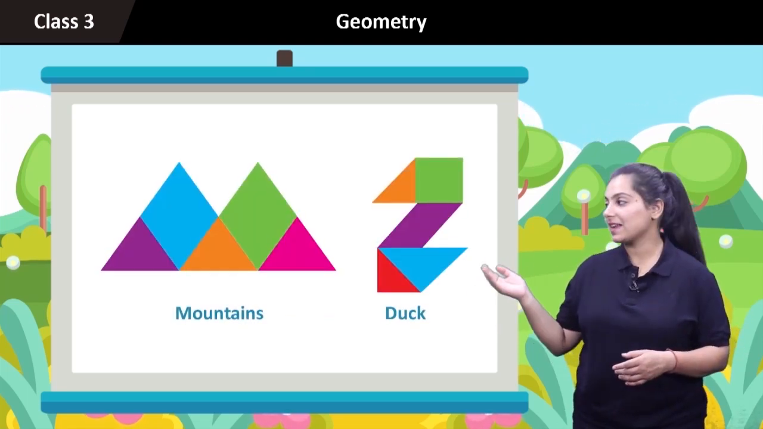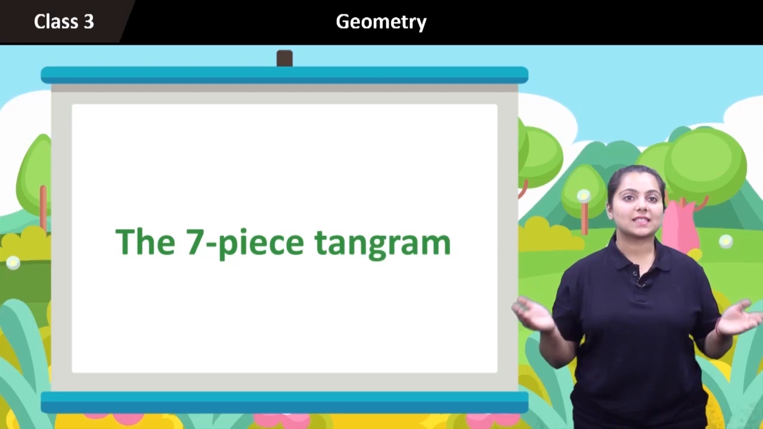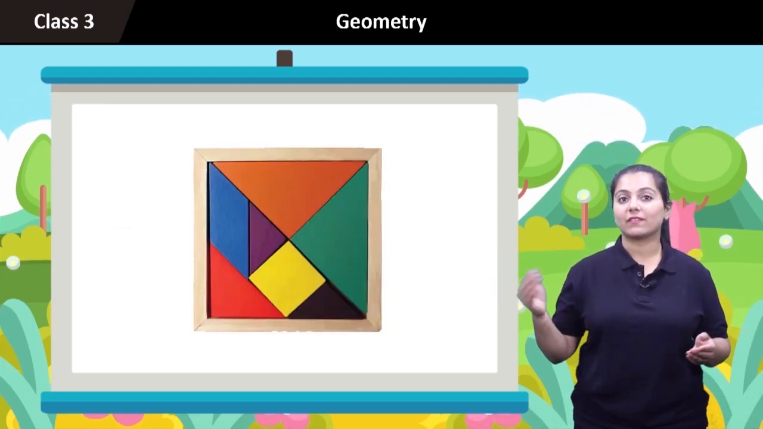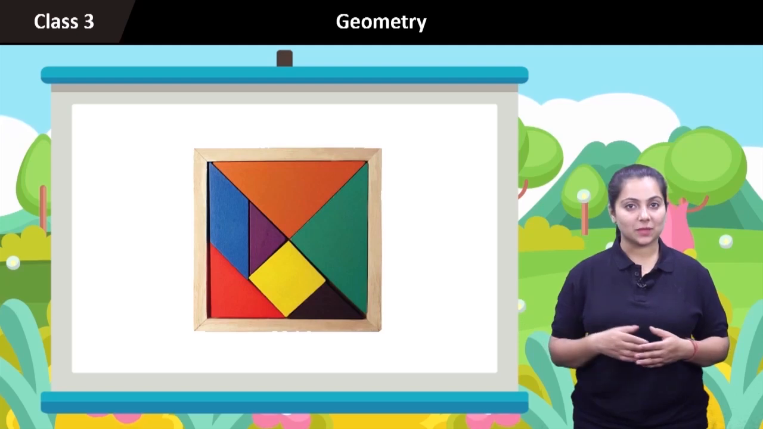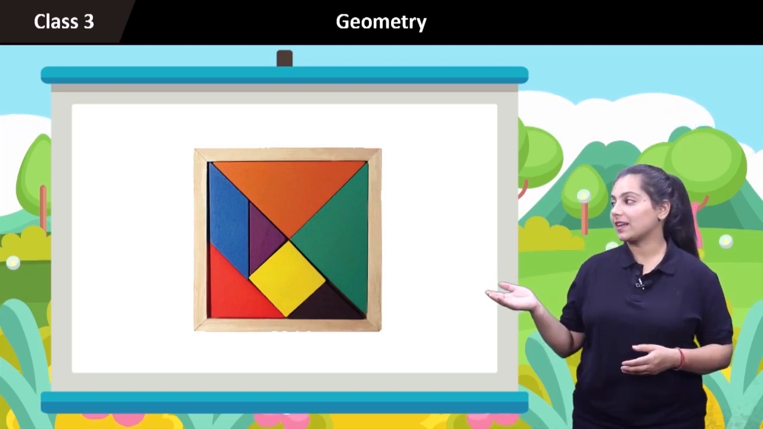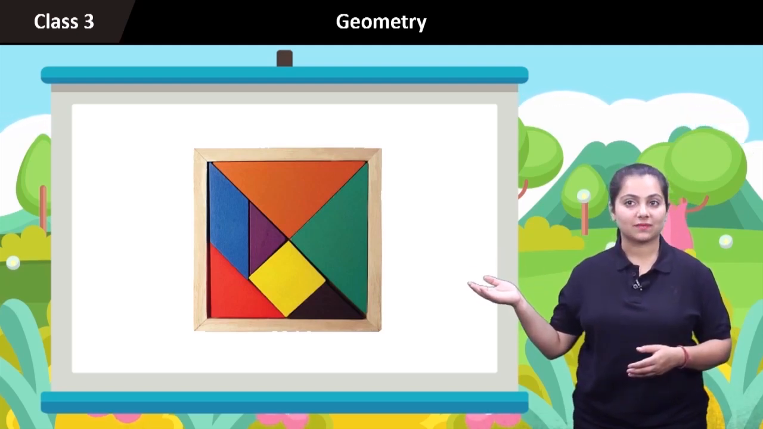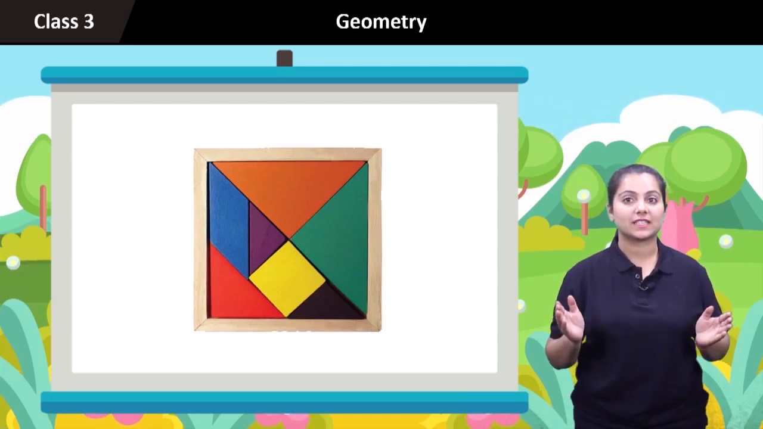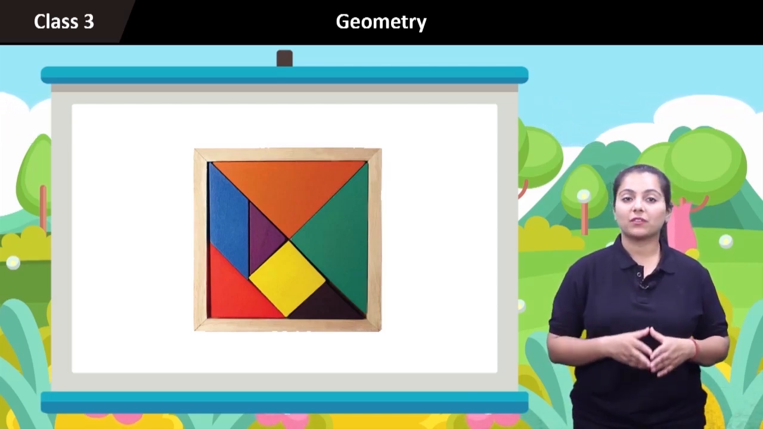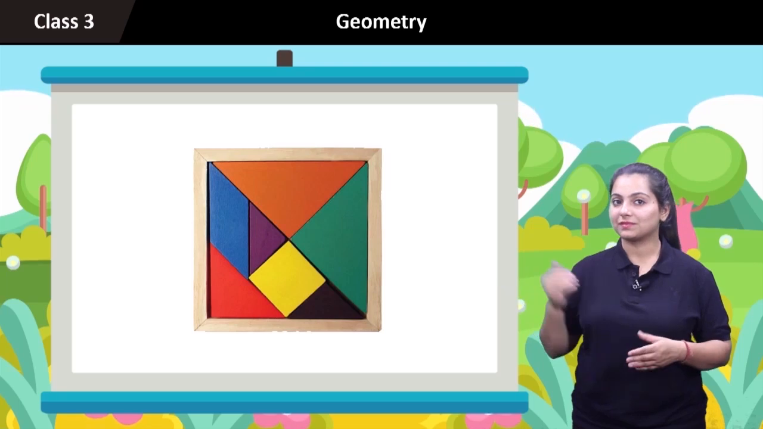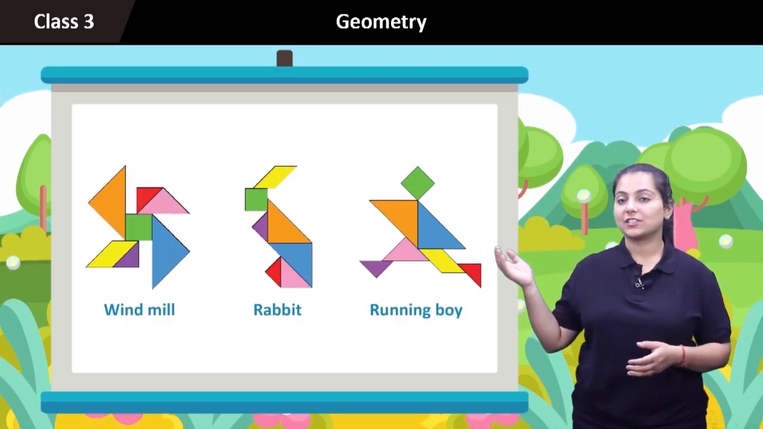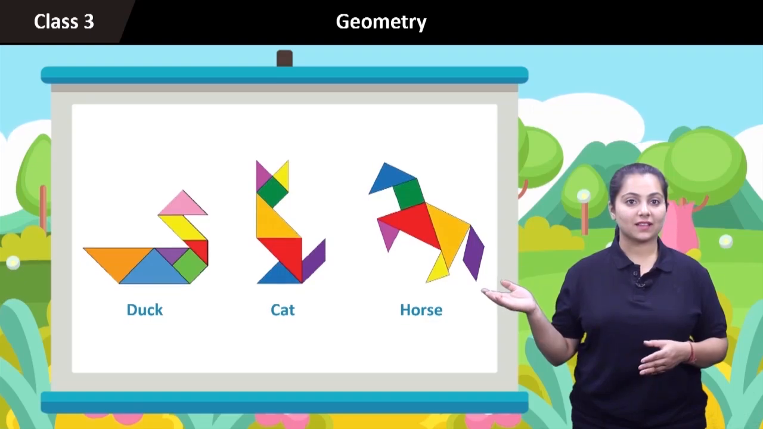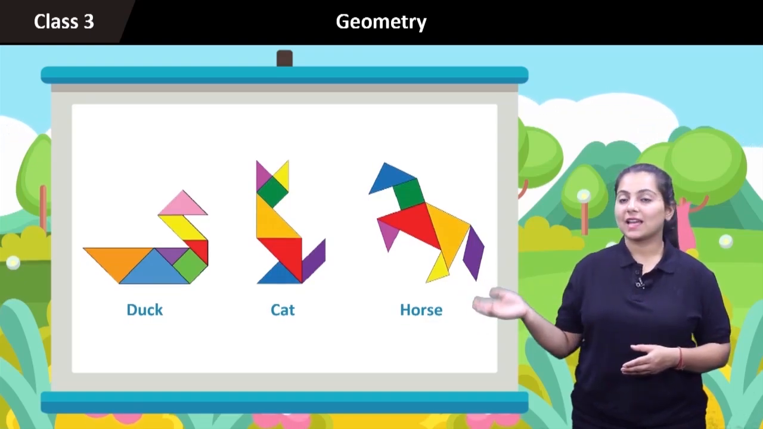Mountains and duck. The 7-piece tangram. It consists of 7 pieces, flat shapes, 5 triangles and 2 quadrilaterals. We can create different interesting figures using these 7 pieces. Some of the figures are illustrated below. Windmill, rabbit, running boy, duck, cat and horse.